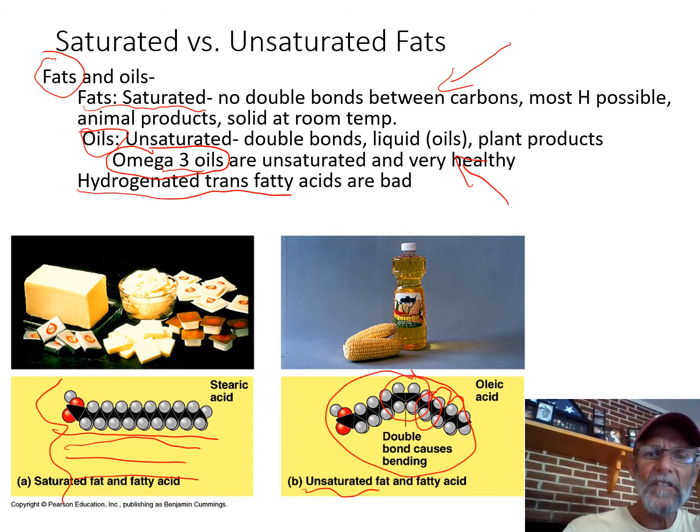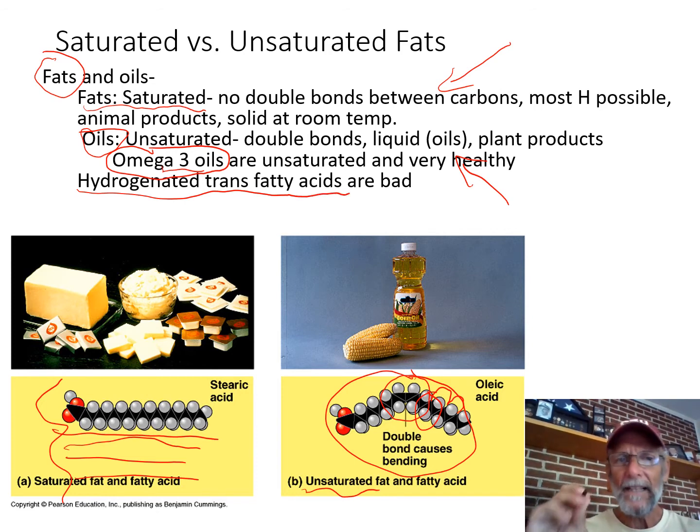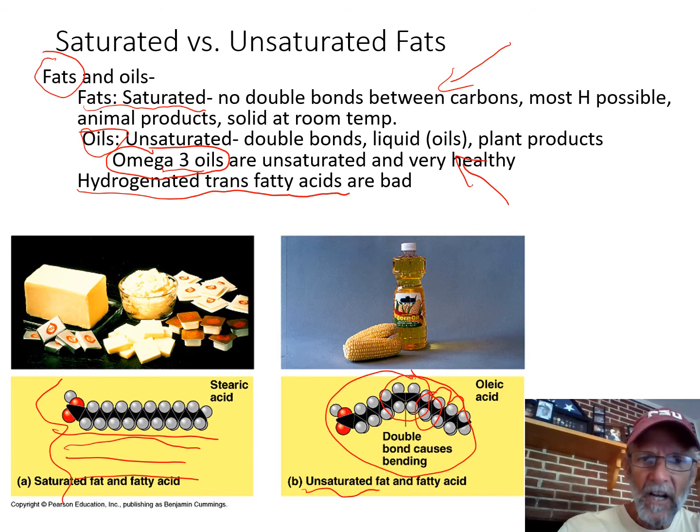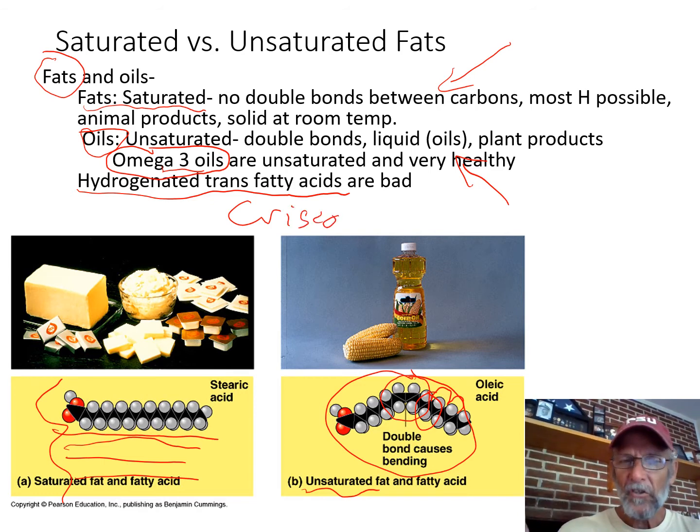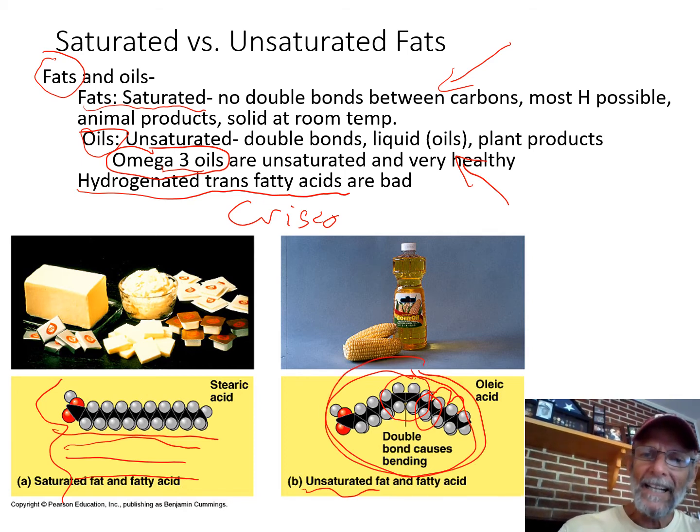Hydrogenated trans fatty acids. These are bad ones. This is like Crisco, that stuff you might cook with that's kind of pasty white. Here's its story. It was made with corn oil, usually corn oil or some other kind of vegetable oil like canola. It was made with corn oil, but in the laboratory they then hydrogenated it.